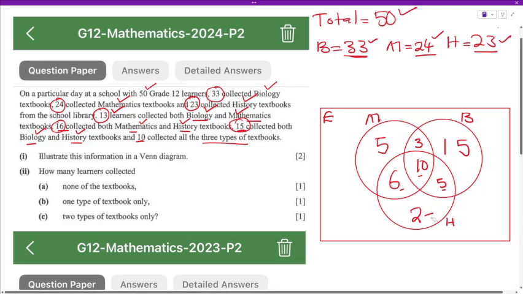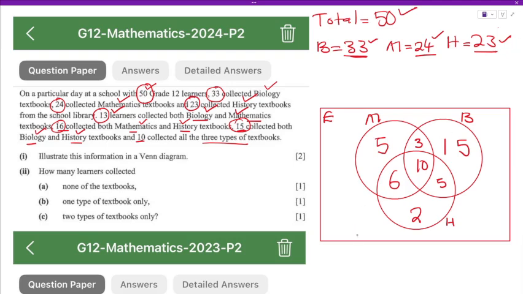Now, am I done? No, I need to confirm something. In the question they said, on a particular day at a school with 50 learners. So you need to confirm, when you add everything here, are you getting a 50? Alright? So you are going to get wrong values if you're just going to say, okay, biology is 33 plus 24 plus that will give me the total number of learners. That will give you wrong values. You need to now add the values in the sets, all of them.